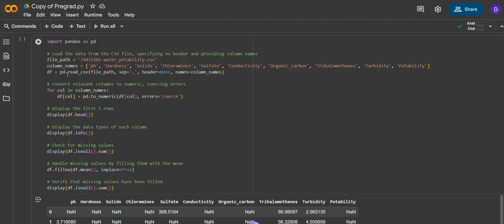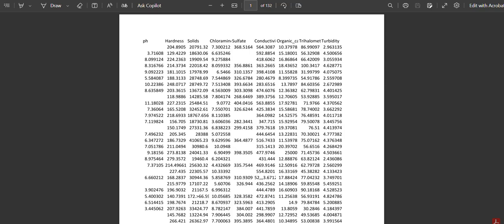Now, the next part is df equals pd.read_csv. What do I mean by this? That means it will read the CSV file. Here I am showing you the PDF file. The CSV file is shown due to certain lag or weakness problem.